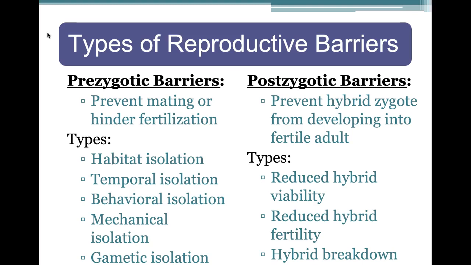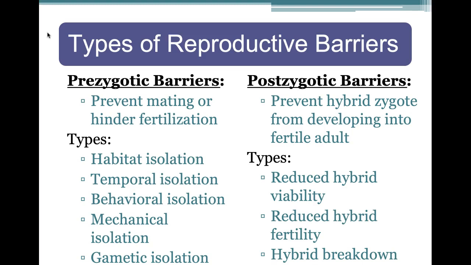Another type of prezygotic barrier is mechanical isolation, and this is where there is an actual mating attempt, but it just physically doesn't work out. One of the examples is snails, which I didn't know. Please read on page 436, and actually there's examples on page 436 of all of these that I'm going over. So you can read about the snails on 436.